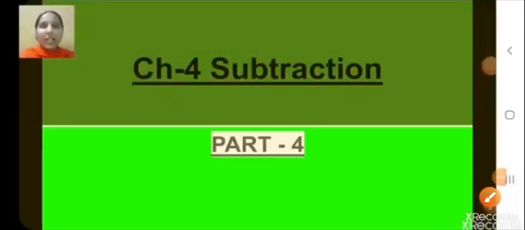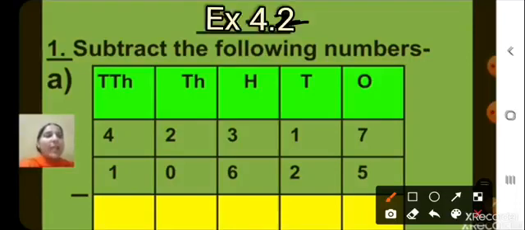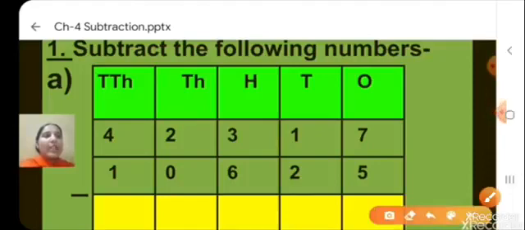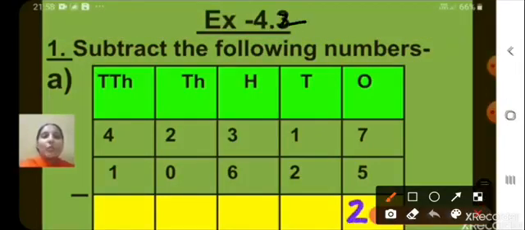So today let's continue with our chapter number 4, that is subtraction. So question number 1 is subtract the following numbers. Let's start from ones place, ones column. There you can see 7 minus 5. What we'll get here, children? Yes, 2.